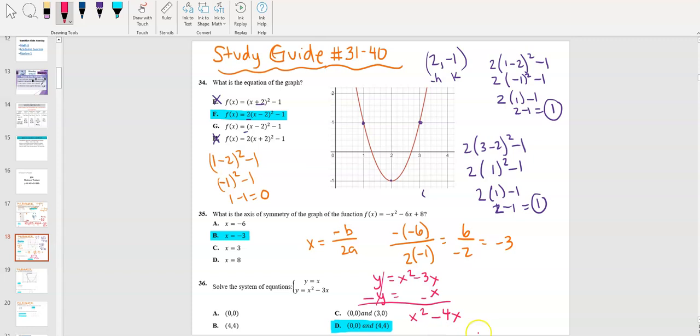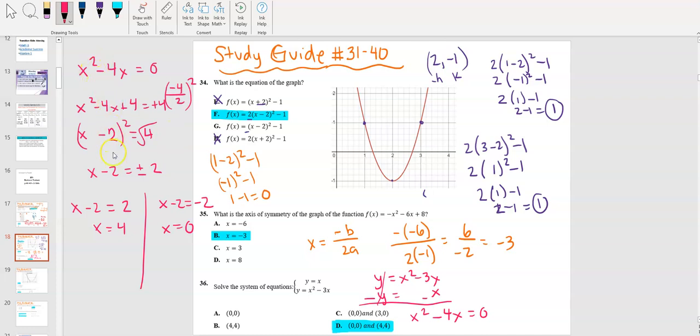From here, I'm then going to solve my problem, set it equal to 0, okay? I can solve with completing the square. I can solve with quadratic formula. There's lots of different ways to solve, but in the end, you're going to get 0, 0, and 4, 4.